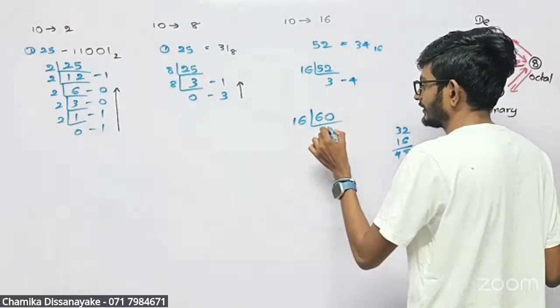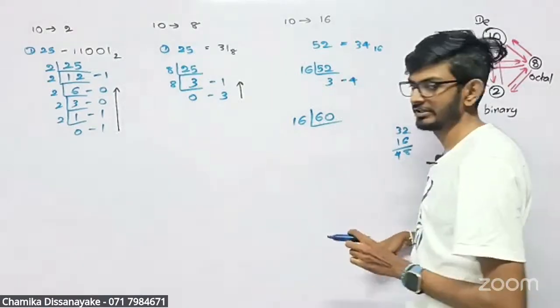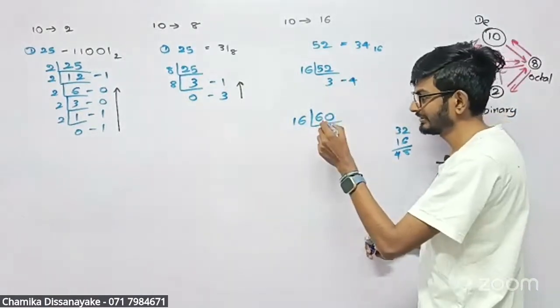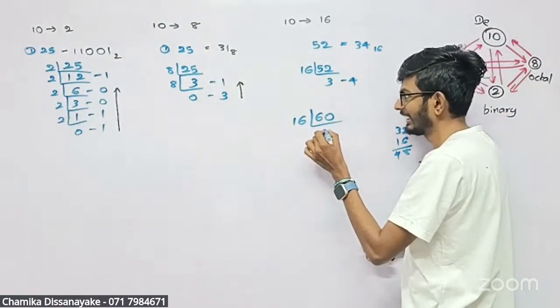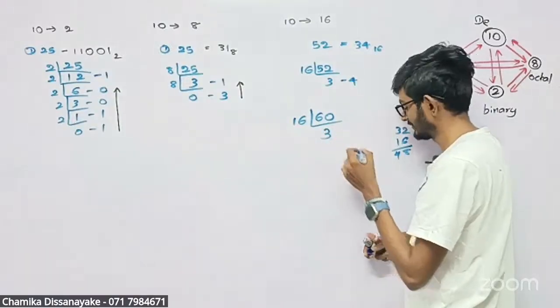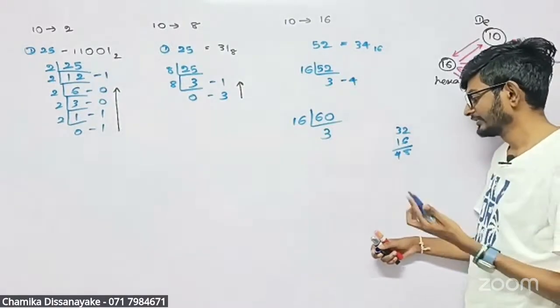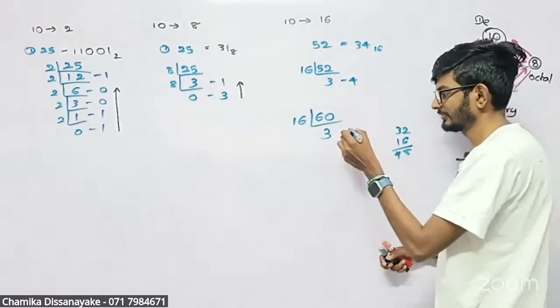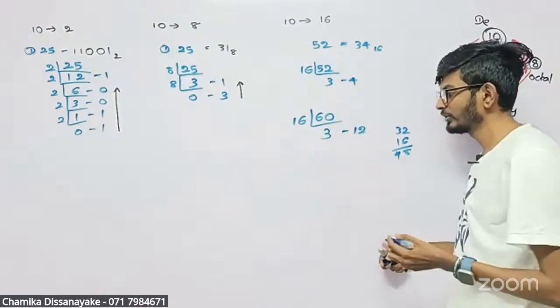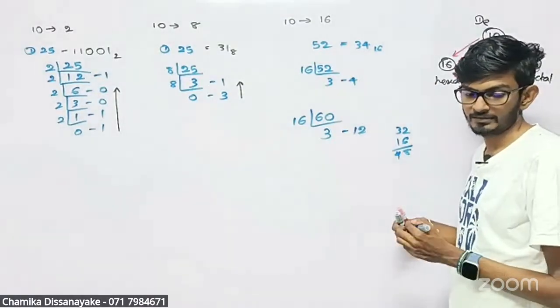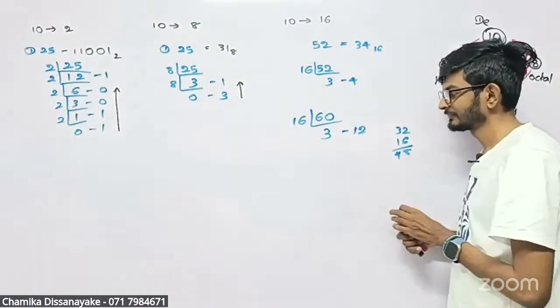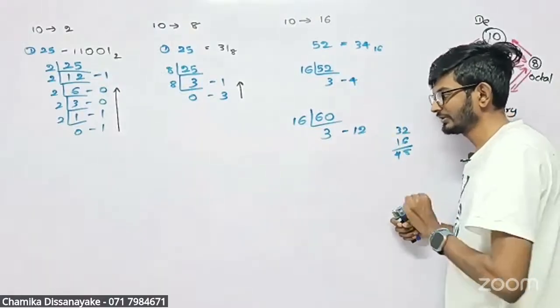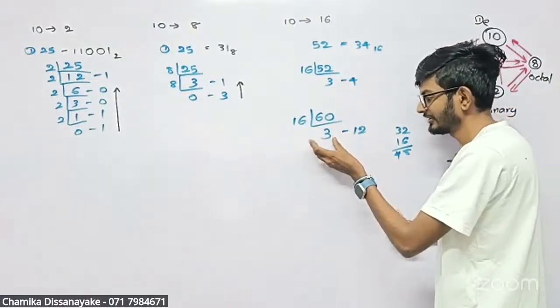Okay. So when we divide 60 by 16, we will have 3 again, is 48, 58, number 12, no? We will have 12 as the remainder. Okay, the remainder value is 12. So here you can see we have 3 and 12.